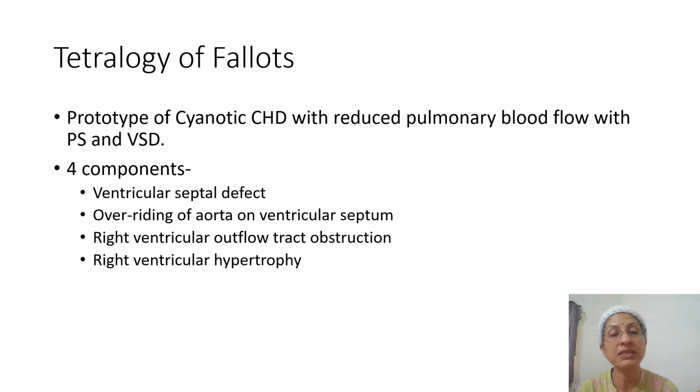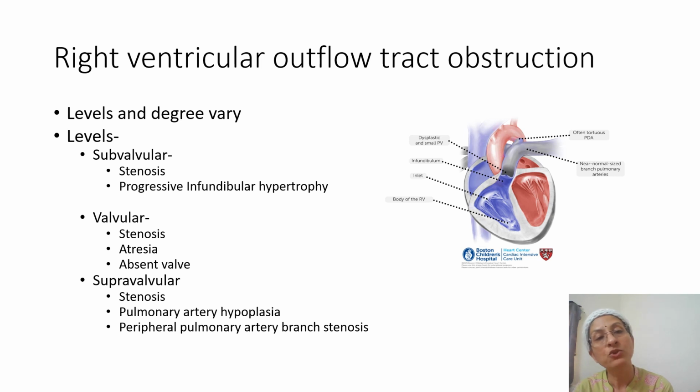Now let us see each of these components in detail. So firstly, let's look at the right ventricular outflow tract obstruction, which is one of the most important components of tetralogy of Fallot. The level of the obstruction and the degree of obstruction may vary. The level may be subvalvular, in which there may be a stenosis, or there may be progressive infundibular hypertrophy. By stenosis I mean that the stenosis might have been there since birth. However, when we talk of progressive infundibular hypertrophy, it's a dynamic process and it is progressive.